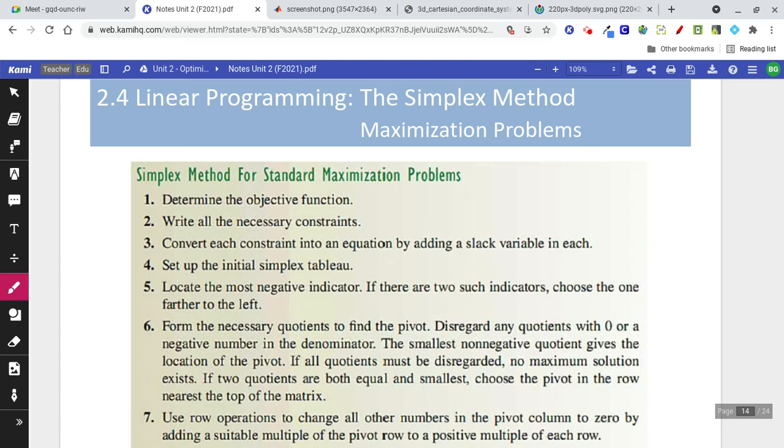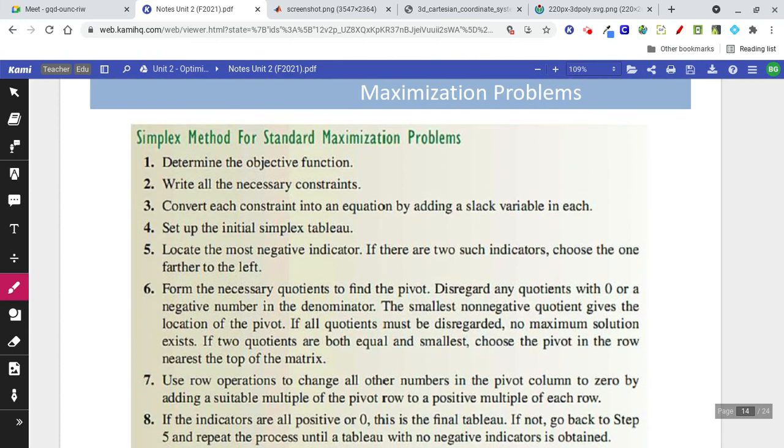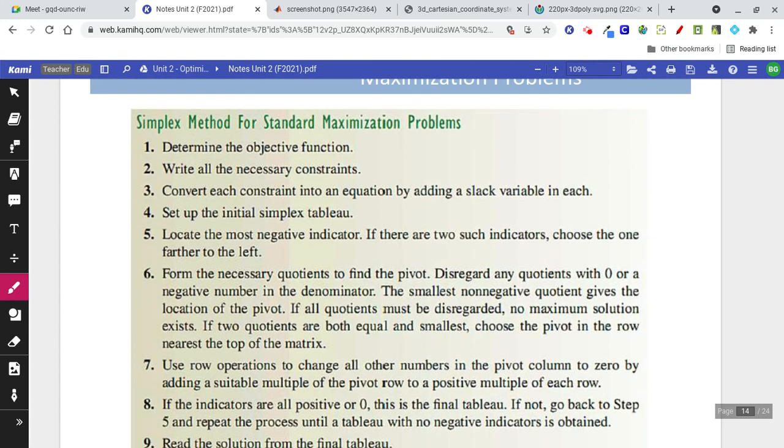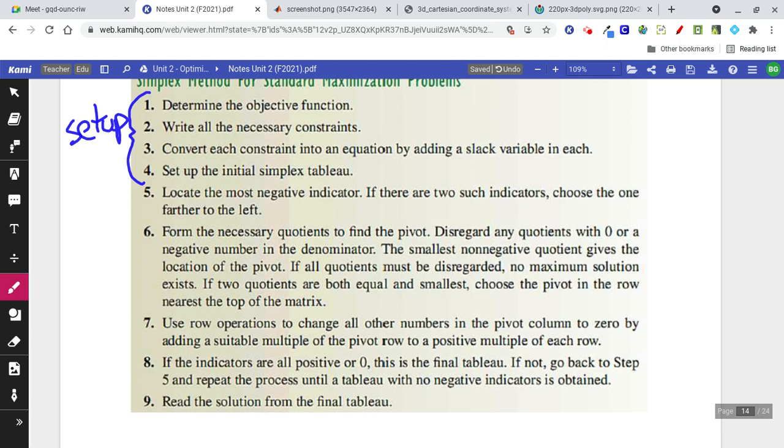2.4 linear programming, Simplex method, maximization problems. So we've got a lot of steps here, but on the bright side, we can break them down a little bit. The first 4 steps is just set up the problem, and we do exactly what we did in the last lesson. The next 4 steps is more of what we think of as the simplex method.